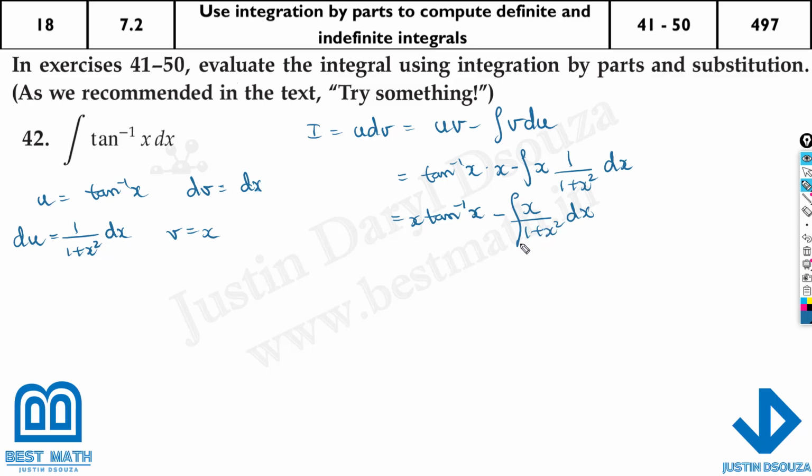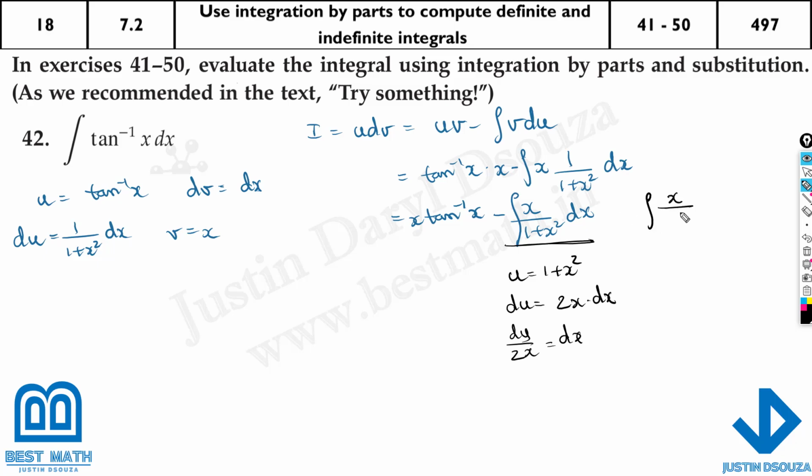So this much is fine, but we cannot proceed further here. So I'm going to do u substitution only for this part. Now u substitution over here would be u is equal to 1 plus x squared, and over here we will have du is equal to 2x dx. Now take this to the other side, it'll be du by 2x is equal to dx.